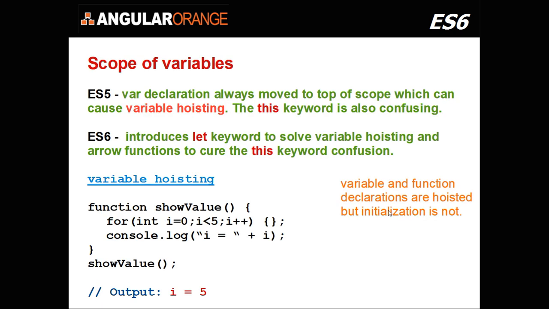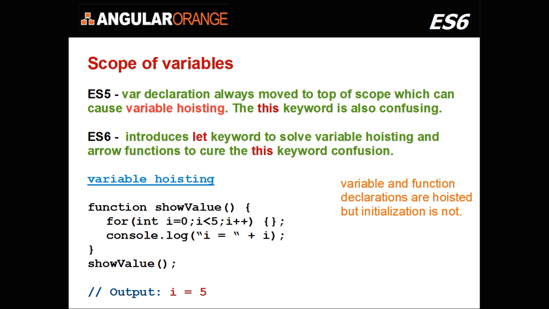So we have scope of variables now. In ES5, the var declaration is always moved to the top of the scope, which can cause variable hoisting. The this keyword is also confusing. ES6 introduces a let keyword to solve variable hoisting and arrow functions to cure the this keyword confusion.